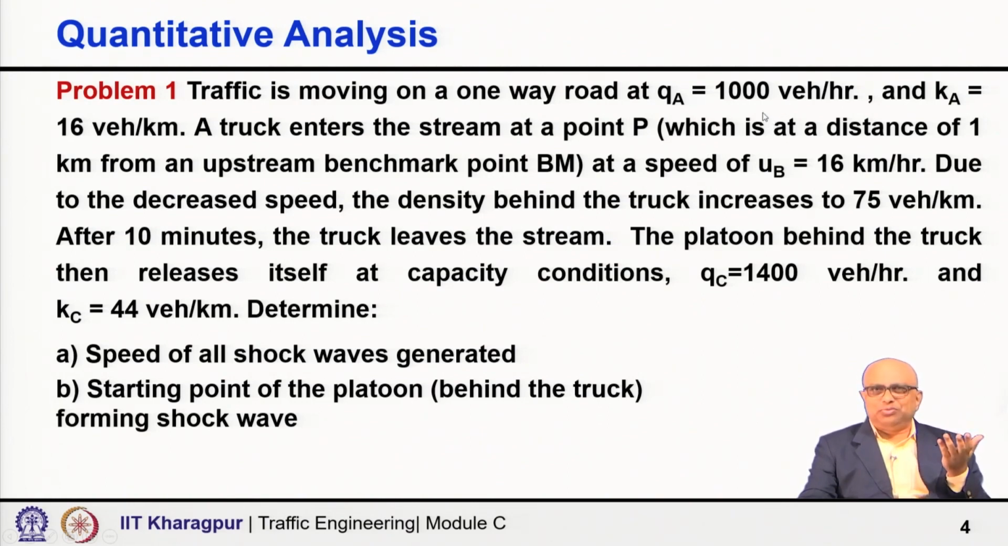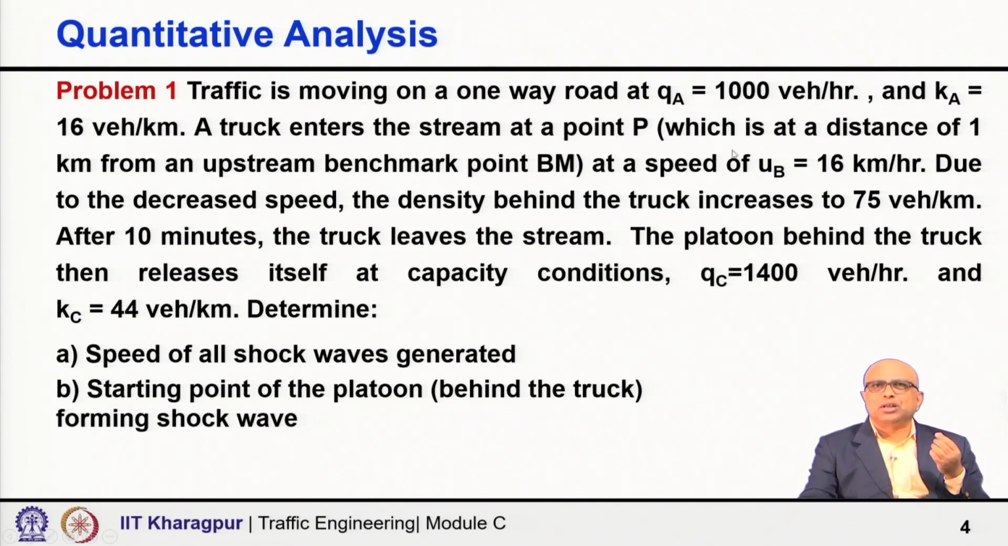Let us consider that the traffic is moving on a one-way road with a given traffic state, the flow and the density values are given, and then a truck enters the stream at a point which you may consider at a distance of 1 kilometer from an upstream benchmark point at a speed of 16 kilometer per hour. Here the flow is 1000 vehicle per hour and the density is 16 vehicle per kilometer.